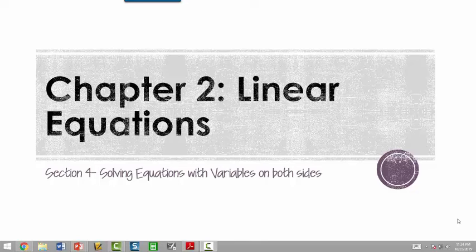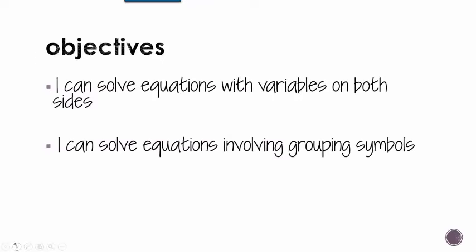In section 4 of chapter 2, we're going to add variables on both sides of our equation. So by the end of this lesson, you should be able to solve equations with variables on both sides and solve equations involving grouping symbols. So for the most part, they're going to be parentheses.